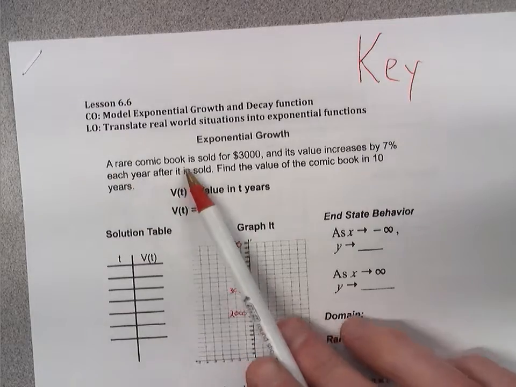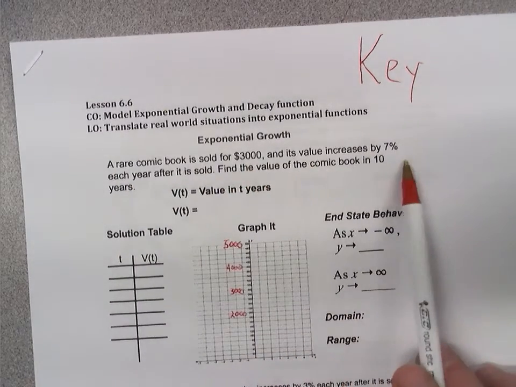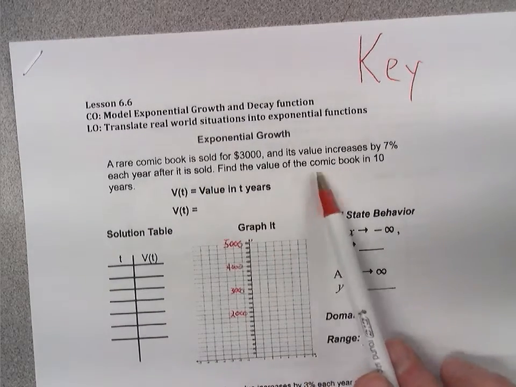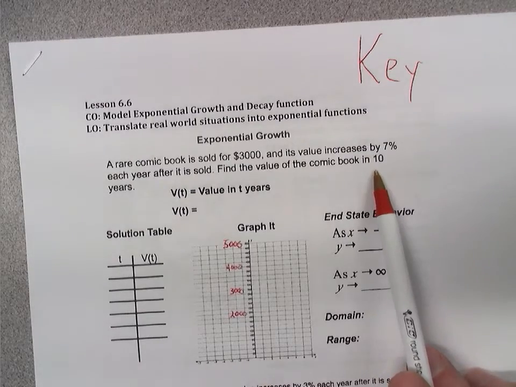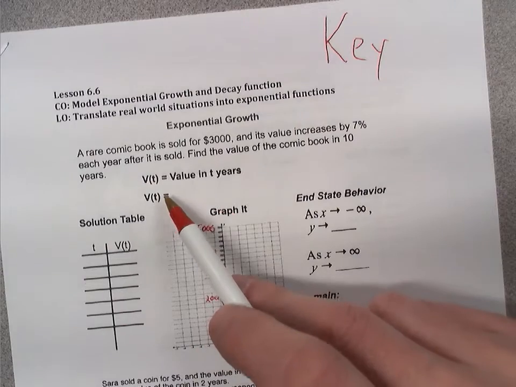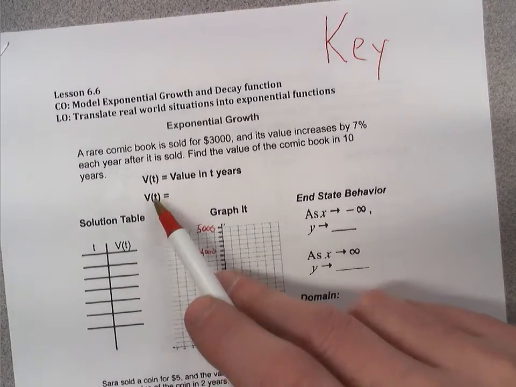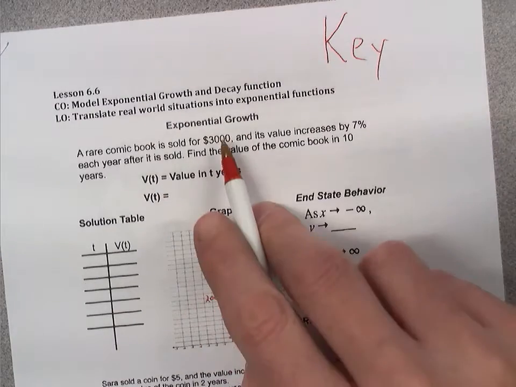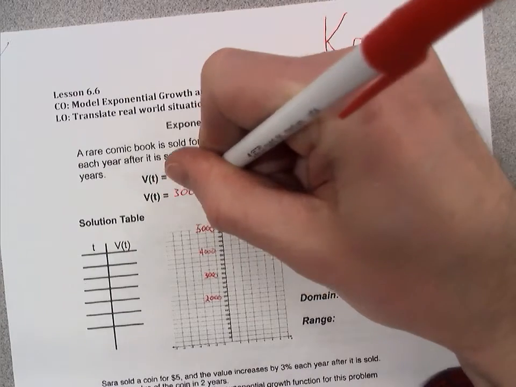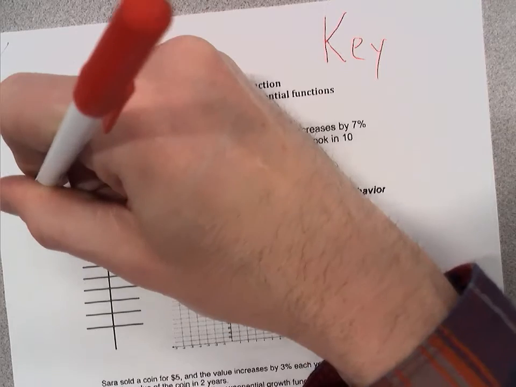It says a rare comic book is sold for $3,000 and its value increases by 7% each year after it is sold. Find the value of the comic book in 10 years. So the function we want to build and write: V of t is going to equal, well, we know we're starting at a value of $3,000. So that's our a in our basic function format.